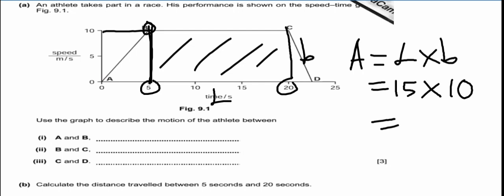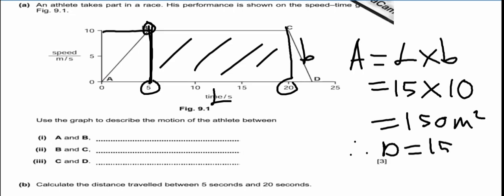Then 15 multiplied by 10, we are going to get 150 meters squared. This one is the area. Then at the end, we are going to say, therefore, distance is equal to 150 meters. Meaning this one is going to be our final answer. Let's see the next question.